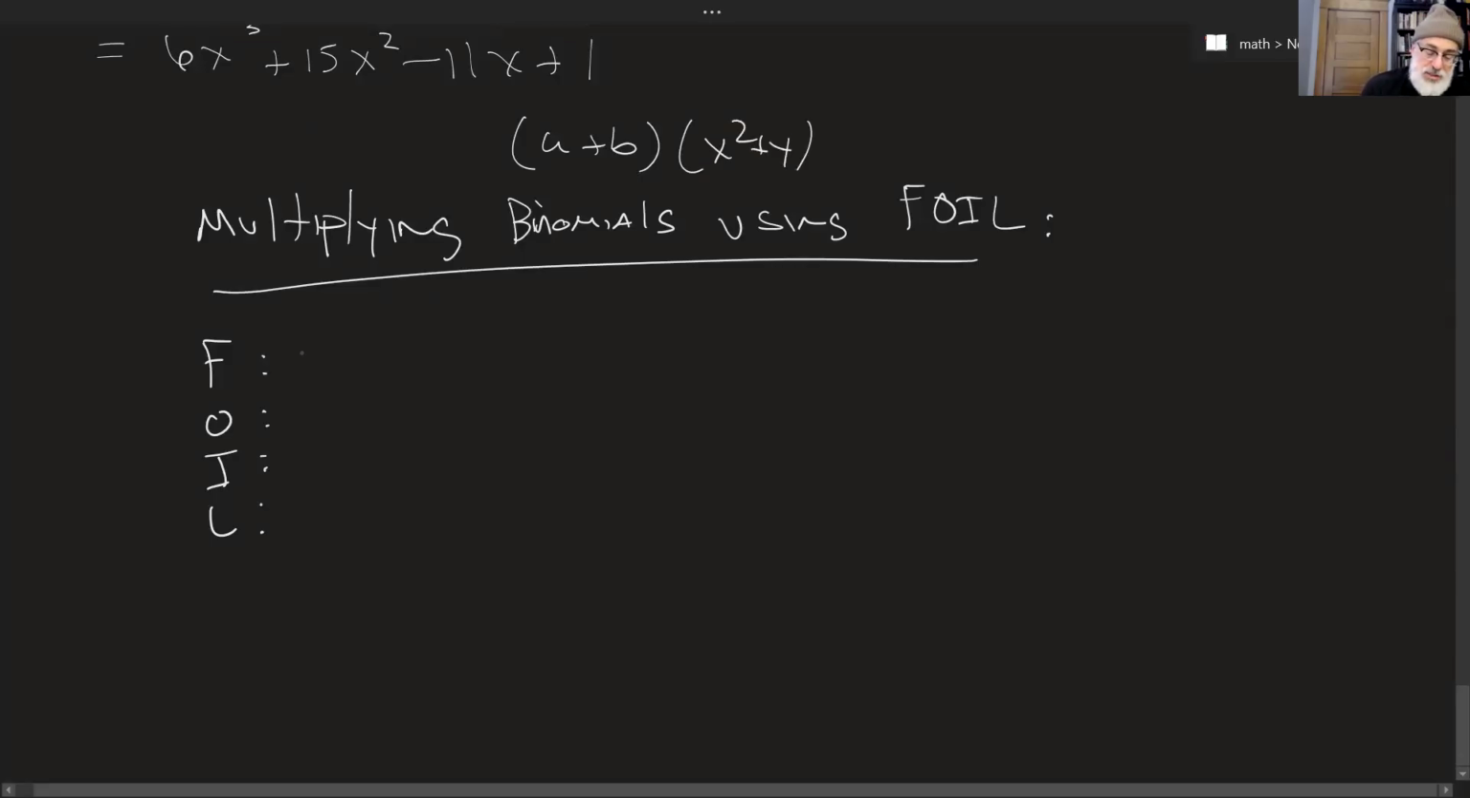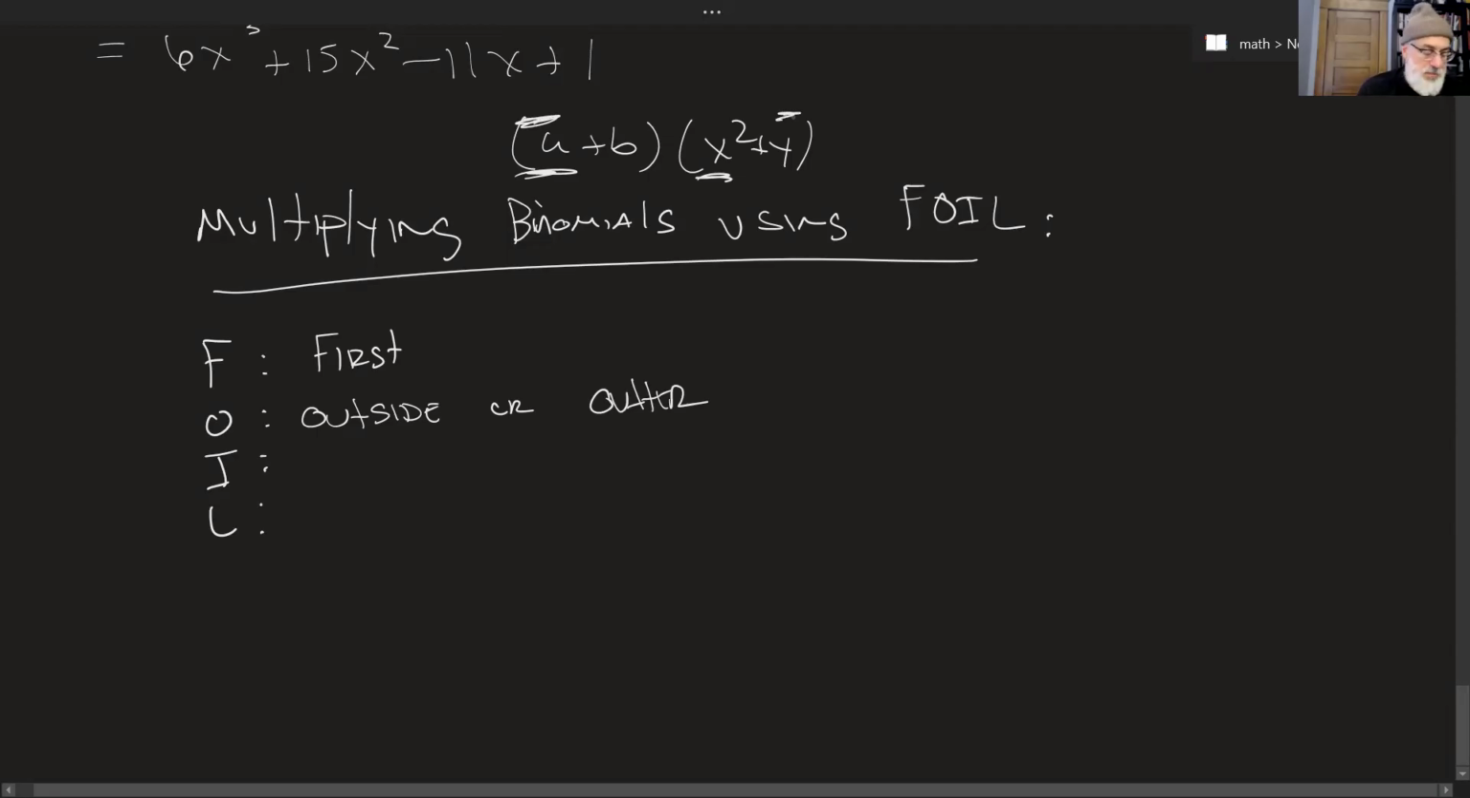So the way we do this is F stands for first. So we multiply the first terms in the binomials. That would be this times this, first terms. O stands for outside, or sometimes I hear outer. Multiply the outer terms. In other words, the outer terms are a and y here. That's why I like outside.